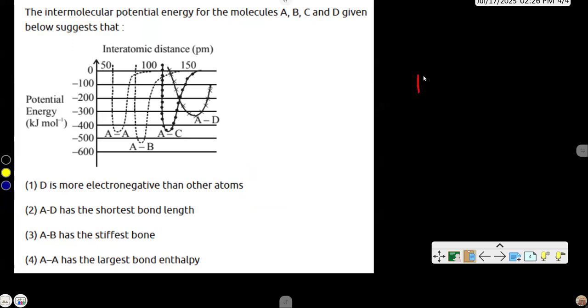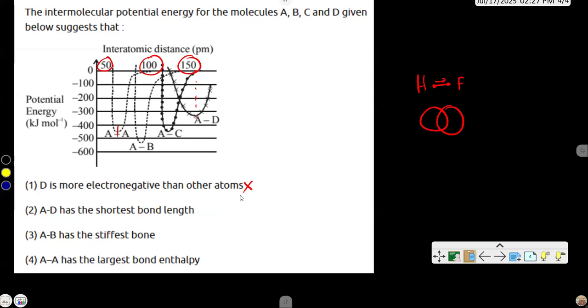We should see, whenever there is a more electronegative atom, what it will do, as we have seen with hydrogen and fluorine, the electrons will be pulled towards fluorine. So the bond length will be lesser. When the bond length is lesser, it should be somewhere around here. Yes, the bond lengths are 50, 100 and 150. So D is having more than 150. So definitely D is not that electronegative. If D was more electronegative, the bond length should have been small. So this is not correct.